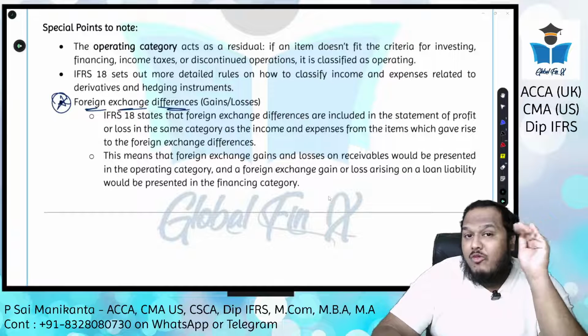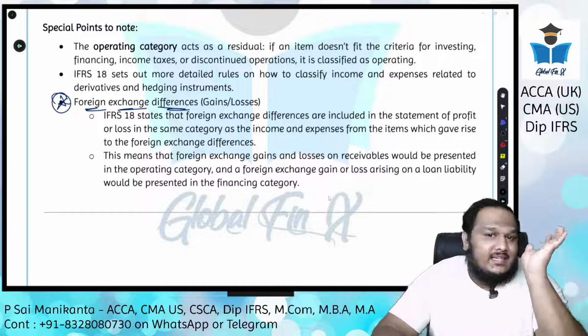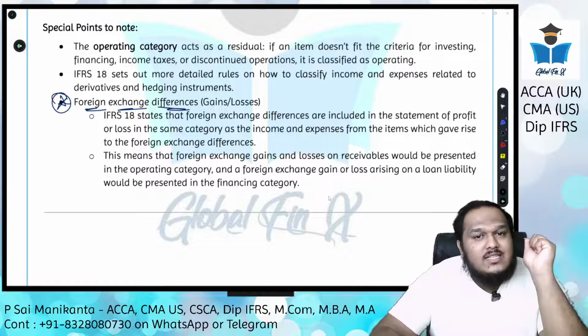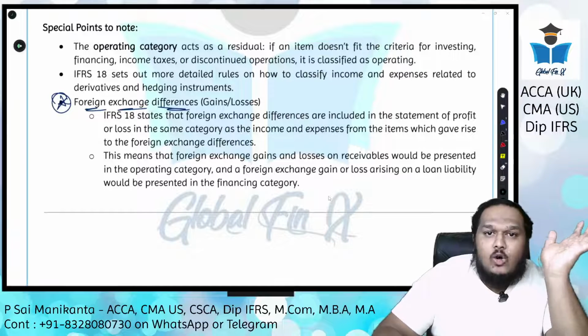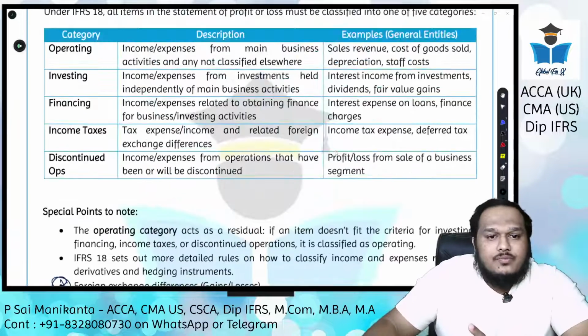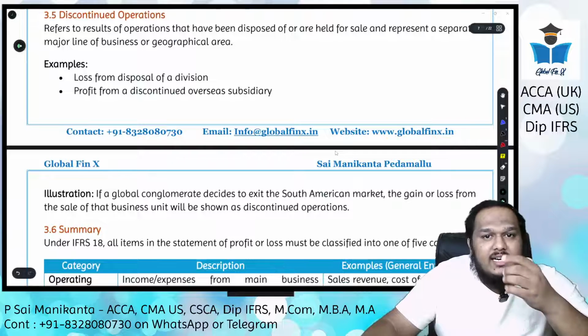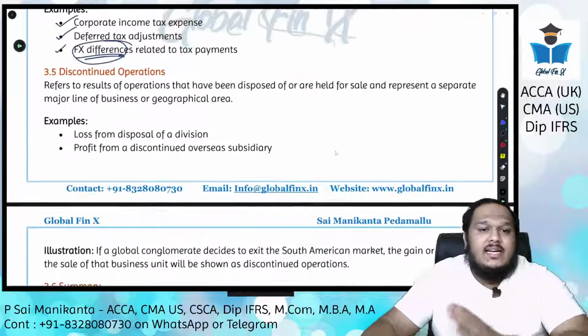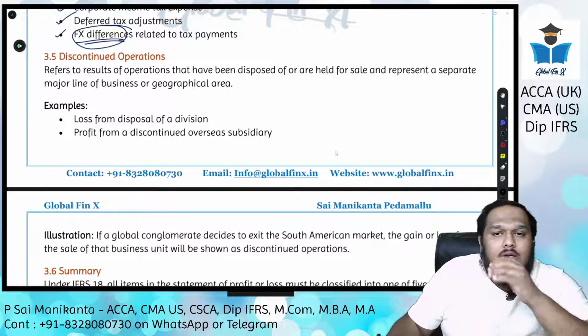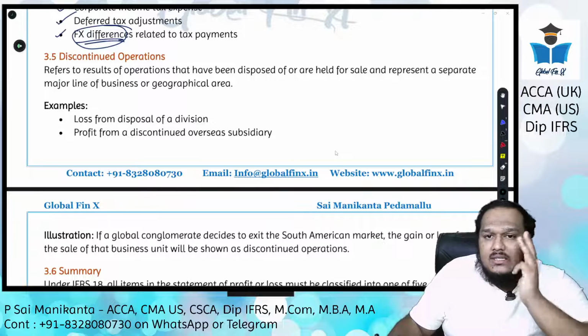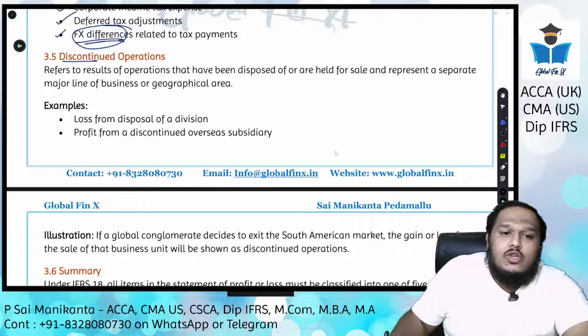So you will have foreign exchange in all the 5 categories. Forex gains or losses will be there in all the 5 categories. I hope that made sense to you now. Earlier it was only one line item. Now it will be shown in each category. Next, the 5th category. The 4 categories so far are operating, investing, financing, taxes. The 5th one is discontinued operations.